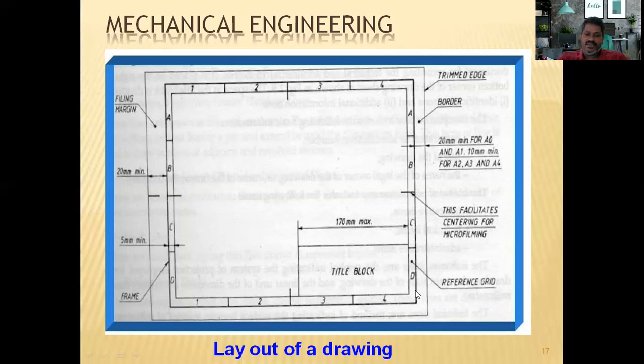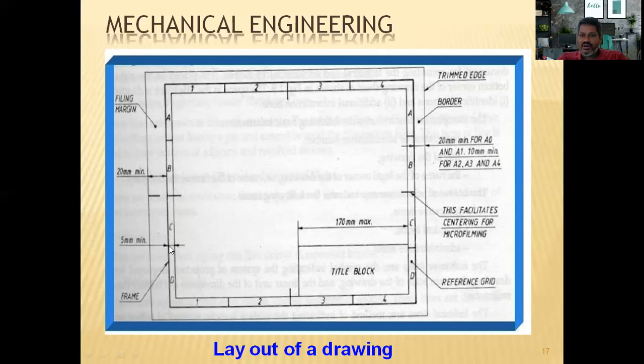So we can see here, we must also draw the frame or the border. To some extent, we can say it is a border also. As you can see here, 20 mm from the left and right. Then this margin is called the filing margin. Suppose you file this drawing sheet, then we require some margin to tag the sheets.